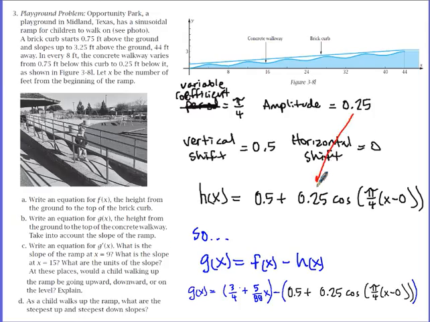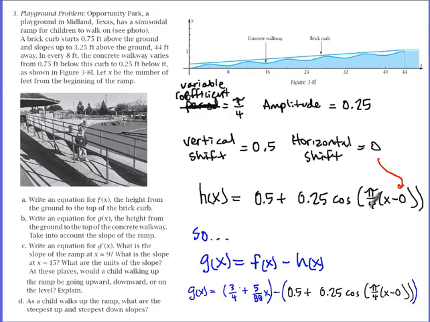And then we'd have an amplitude of 0.25, being the coefficient of the cosine function. And then the variable coefficient right here provides a horizontal stretch of pi over 4 units. And then finally we have the horizontal shift of 0 units.